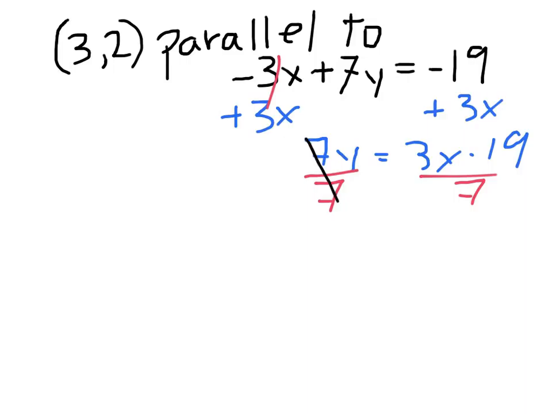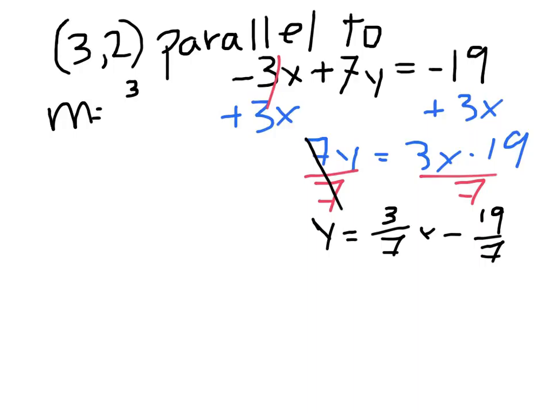So if we cancel these, we wind up here with y = 3/7 x - 19 over 7. So we're dealing with a slope of 3 over 7. There's the slope symbol, 3 over 7. So now we need to come up with the equation of the line. We have a couple different ways, right? We have two different formulas we can use.